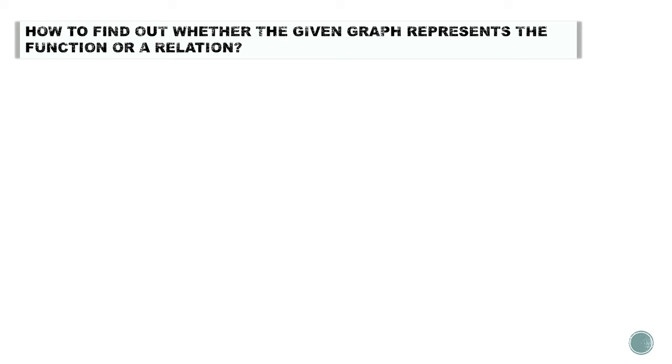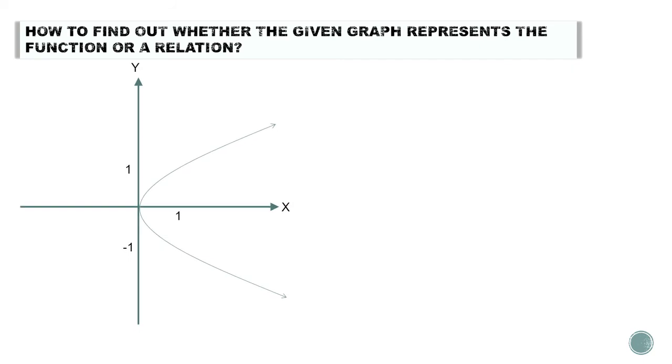Let's understand this in more detail by taking one example of how to find out whether a given graph represents a function or a relation. The thing is very simple. It is determined by the vertical line test. The vertical line test says that we can draw a simple vertical line passing through the graph in such a way that it meets the graph simultaneously at 2 points.